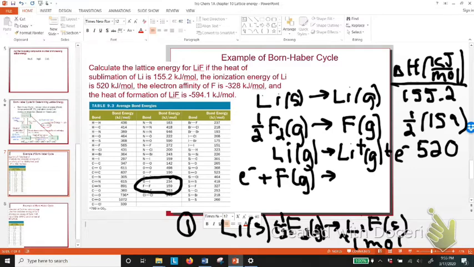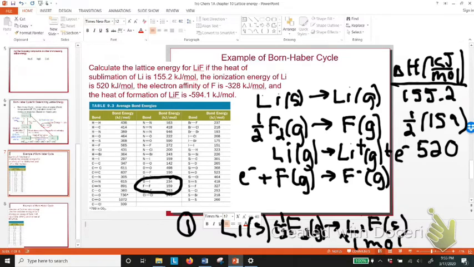So when it gains an electron, it becomes fluorine gas. Now if you've done it correctly, one of the elements will have an electron on the product side, one will have it on the reactant side. And also you need to follow your stoichiometry.